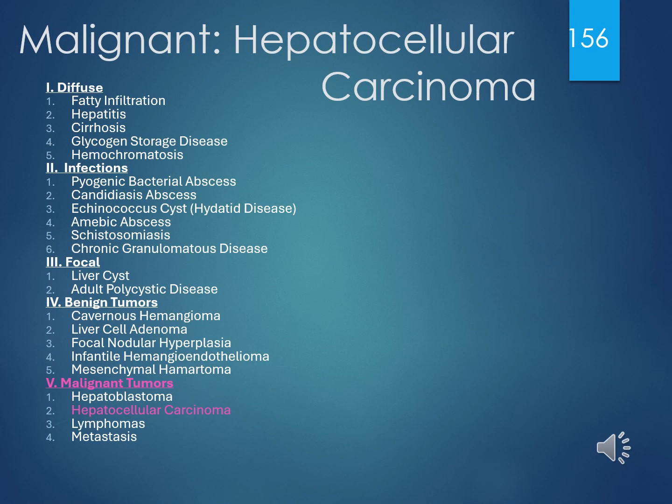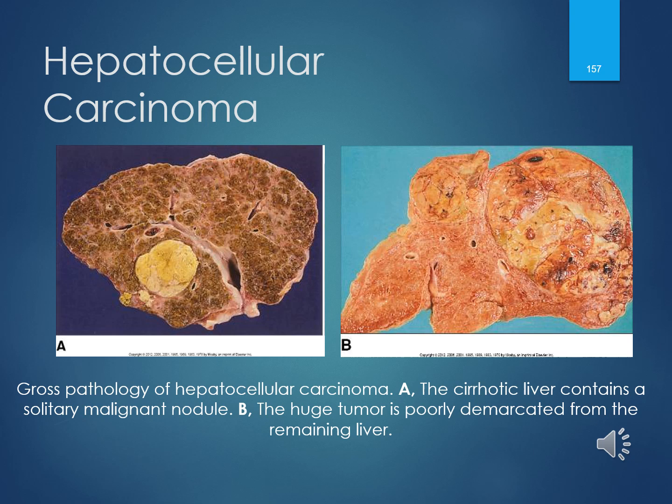The next malignant tumor is hepatocellular carcinoma. Here are two gross pathology examples of hepatocellular carcinoma. A, the cirrhotic liver contains a solitary malignant nodule, and B, the huge tumor is poorly demarcated from the remaining liver.